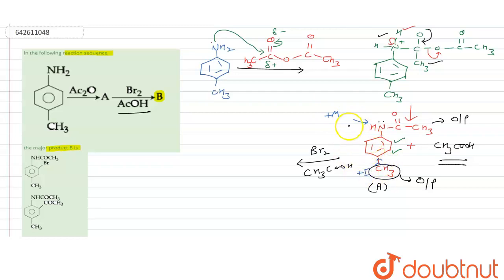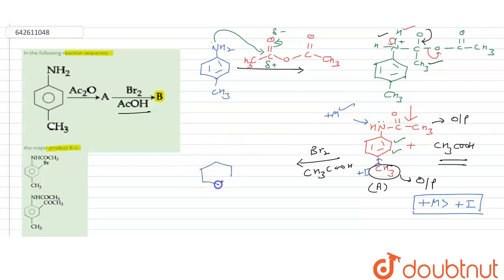Now we have the rule that where there is a mesomeric effect, that means there is participation of the lone pair, the mesomeric effect will dominate over the plus I effect. So the bromine will attach at the position ortho with respect to this group. Now the product will be formed like this.